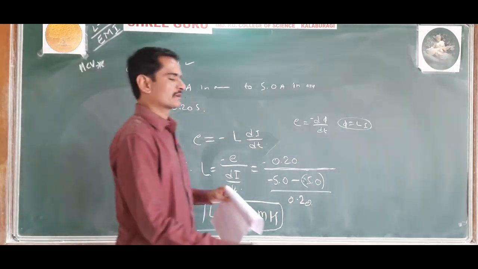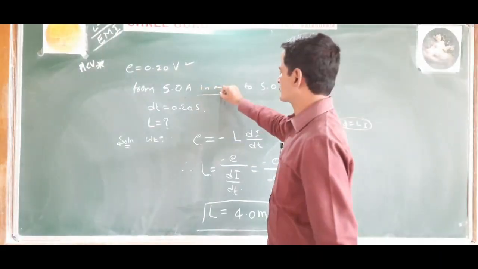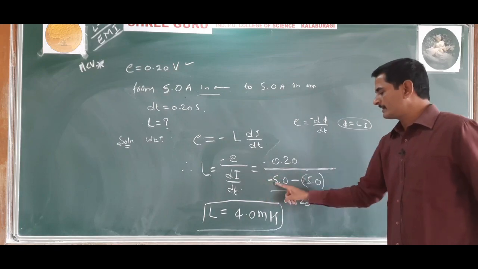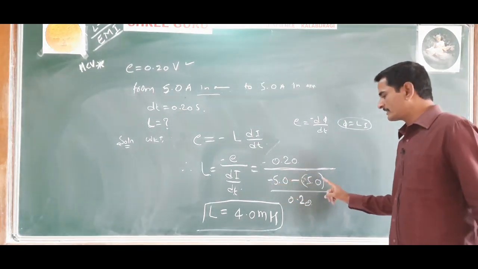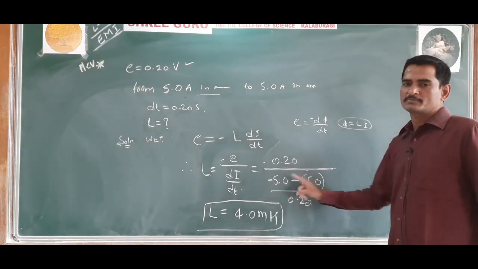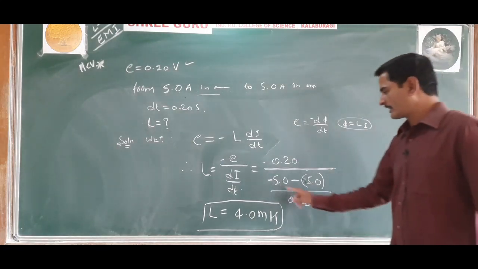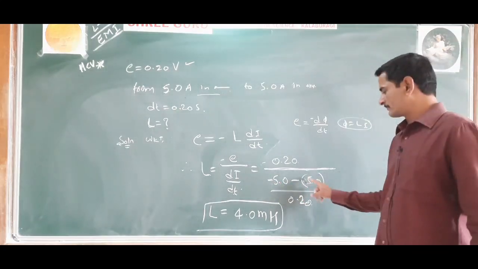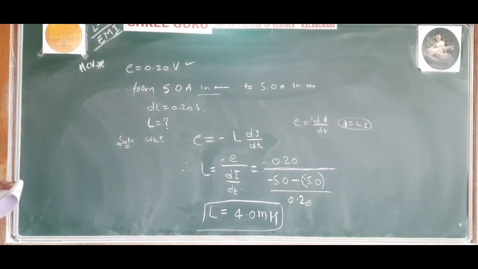Understood? Here what they have given is the direction of the current, first in one direction, then in the opposite direction. Therefore, while writing di by dt, the change in current, one of them has to be taken as negative. So minus 5.0 minus, this is positive, plus into minus, minus. Understood? Okay.